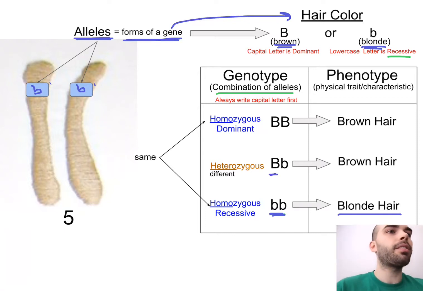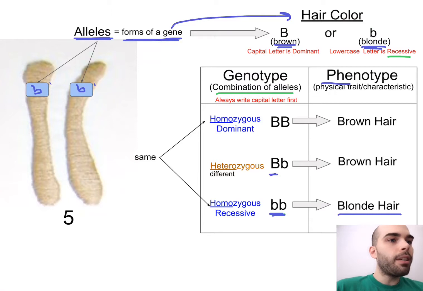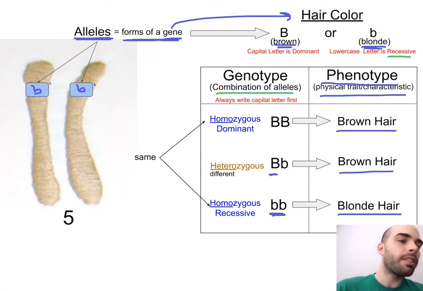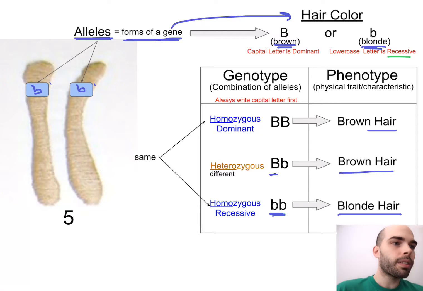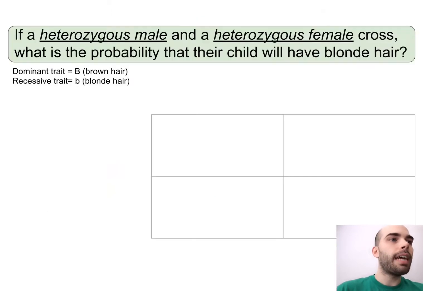All right, so let's practice this really fast. I think I forgot to say, phenotype is just the physical characteristic. So when I was telling you what the hair color was, that's a physical characteristic that you can see. So keep this distinction in mind between genotype and phenotype. Genotype is the combination of alleles, and phenotype is the physical trait that you see.